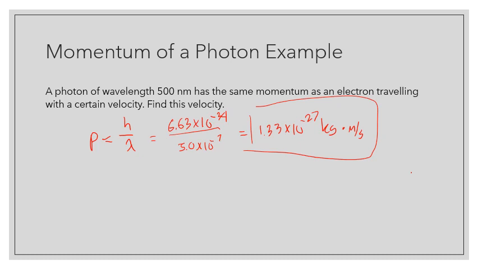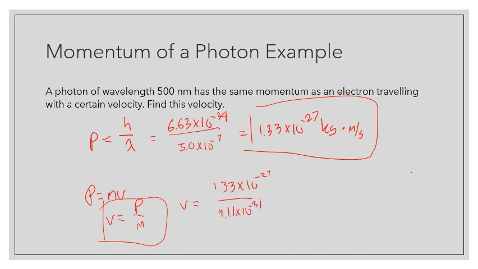So now we have this equation, p is equal to m times v. So v is equal to p over m. This is to find the velocity of the electron. So velocity is equal to 1.33 times 10 to the negative 27 divided by 9.11 times 10 to the negative 31, which is the mass of an electron in kilograms. So this comes out to be 1.5 times 10 to the power 3 meters per second.